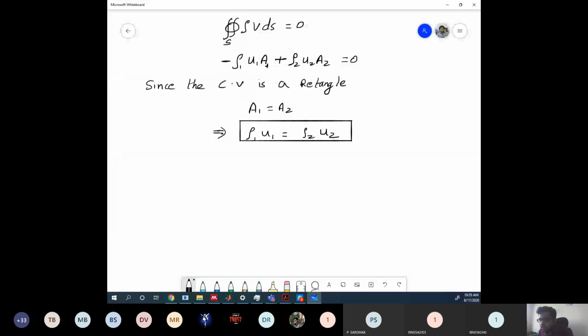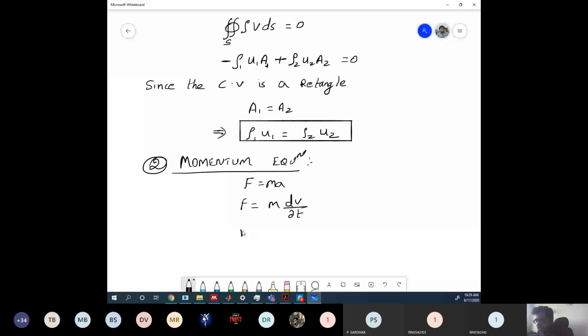So continuity has come out. Now we'll go to the momentum equation. Obviously the momentum equation came out from Newton's second law of motion, F equal to ma. A can be written as dv by dt, the change in velocity over time. So F is equal to d by dt of mv, where mv is momentum. I'm just giving you a quick brush up.